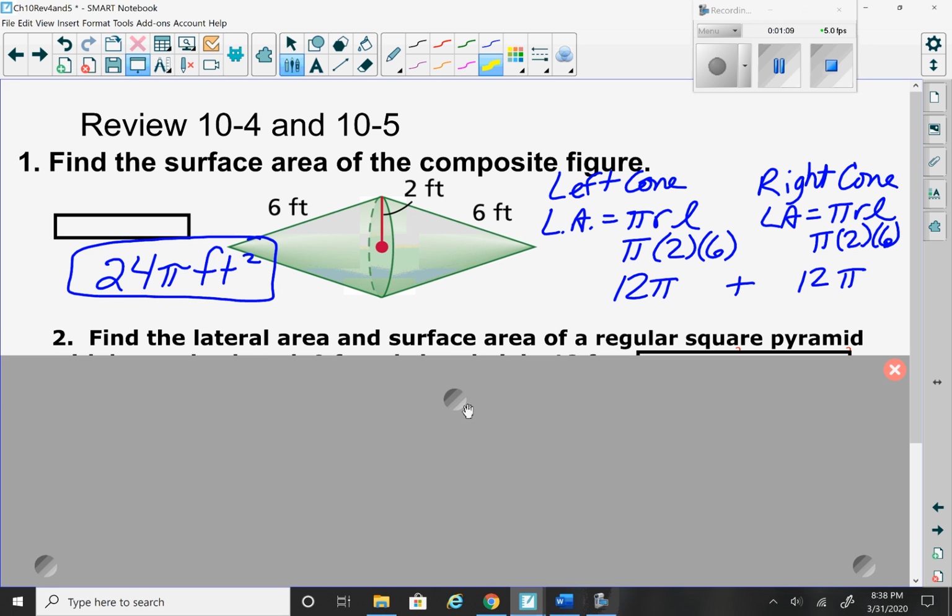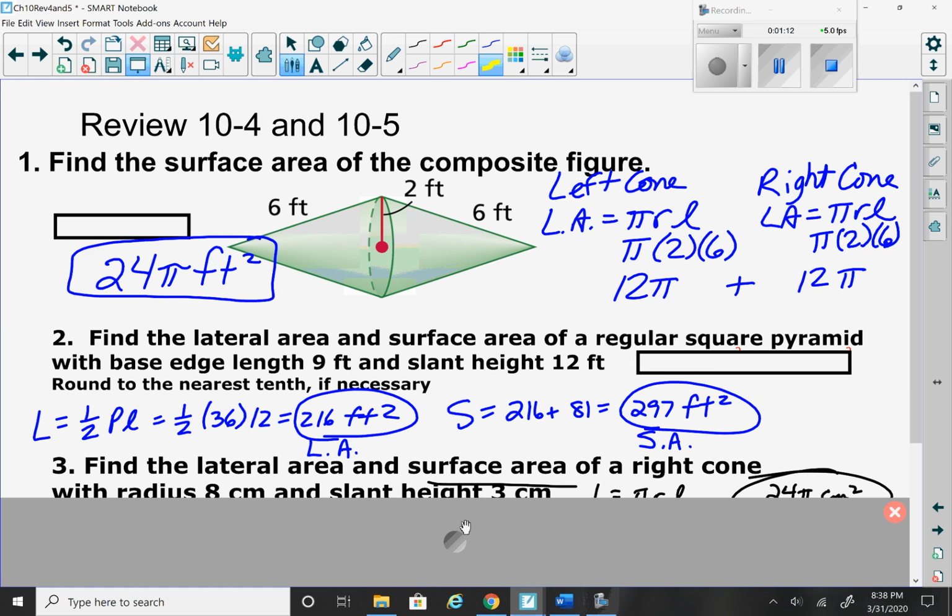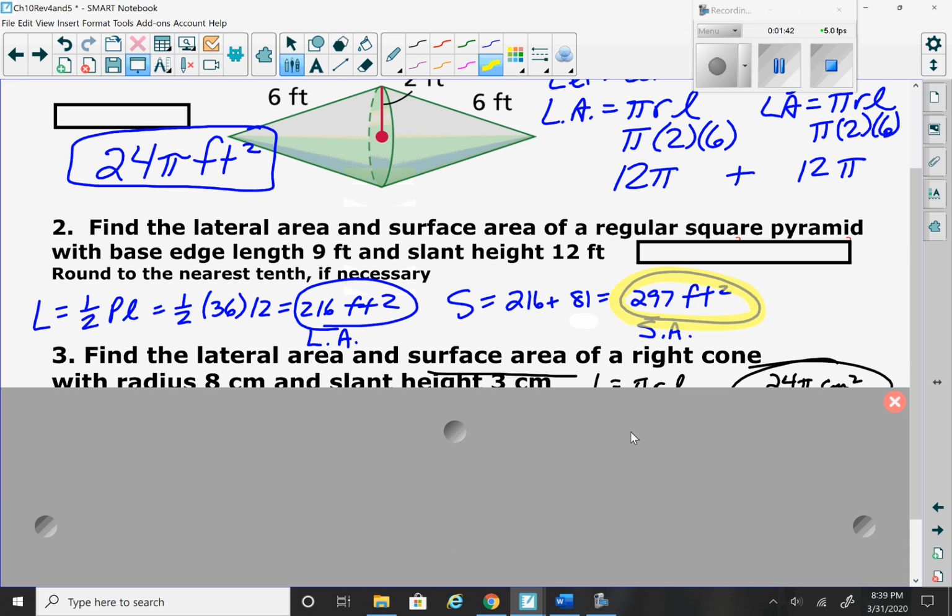The second one, for the square pyramid, the lateral area is 1/2 times the perimeter of the base times the slant height. So 1/2 times 4 times 9 is 36, slant height is 12, so 216 is your lateral area. Then for our total surface area, we take the lateral area plus the area of the base. Well, if the base is 9 feet on each side and it's a square, 9 times 9 is 81. So the lateral plus the base gives us a total surface area of 297 for that square pyramid.